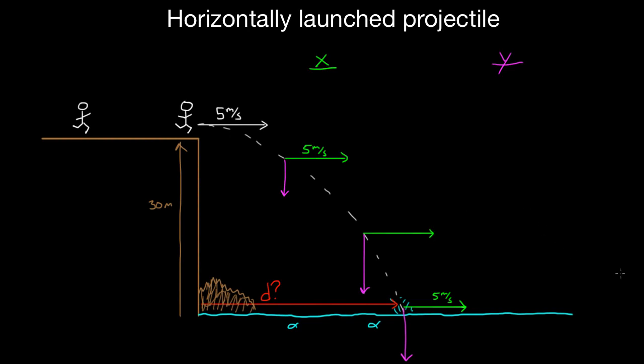So how do we solve this with math? Let's write down what we know. Horizontally, this person started off with an initial velocity, V initial in the x. I could have written I for initial, but I wrote 0, V naught in the x.